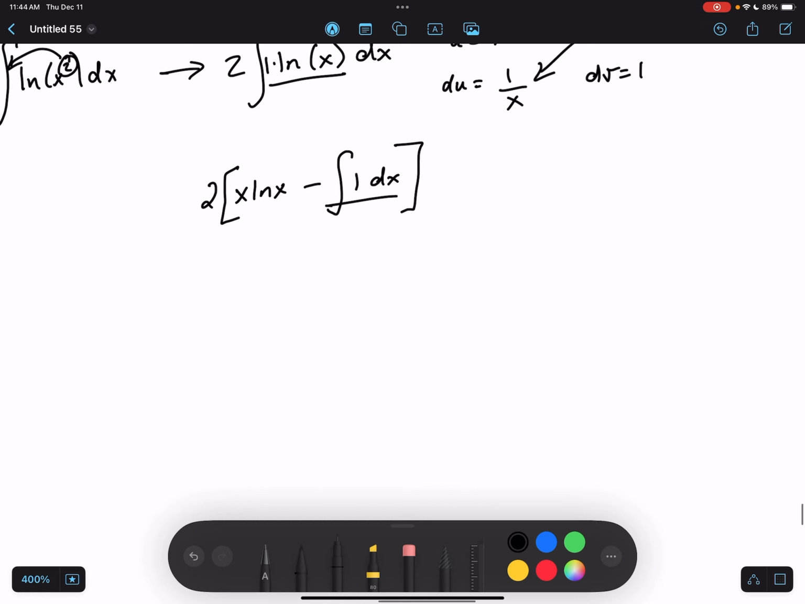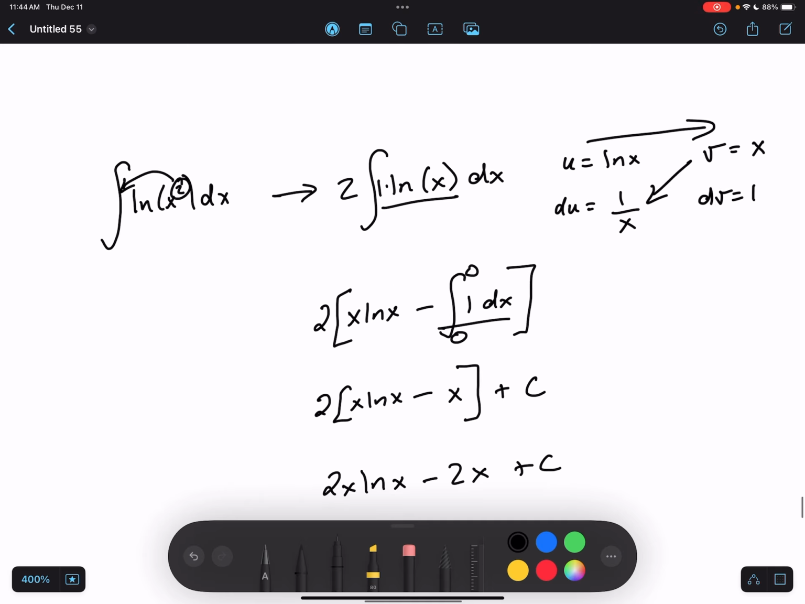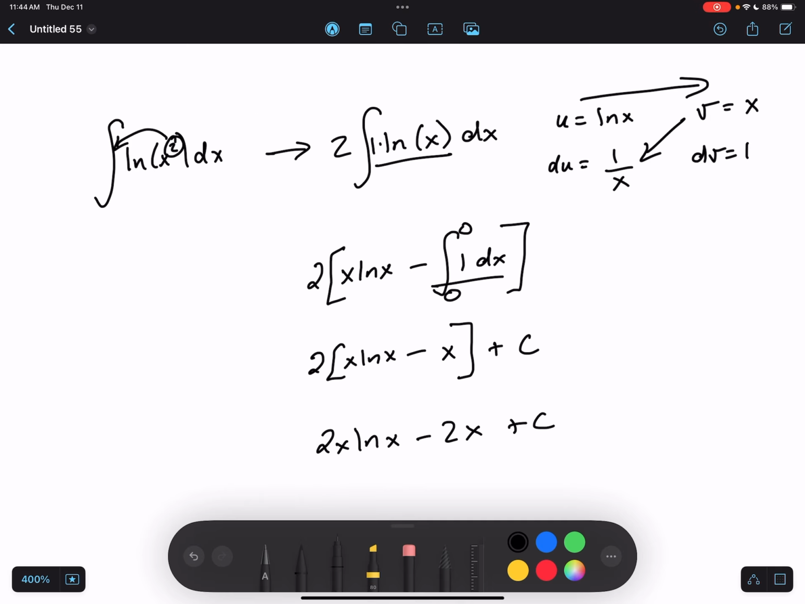So what we're left with now is 2 times x ln x minus the integral of 1 with respect to x, which is just x. And we're dealing with indefinite integrals here. There's no bounds, so we have to remember to add the constant at the end. So just to finish this off, we've got 2x ln x minus 2x plus c. And that is the result of the integral of the natural log of x squared.